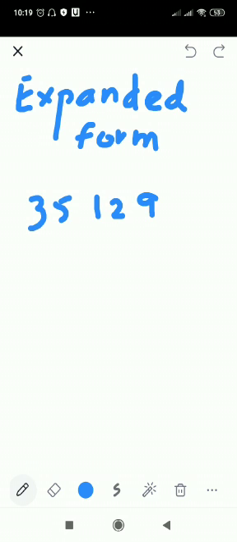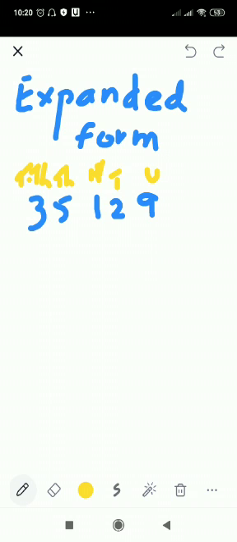Now, for example, we have 35,129. All right, we have units, tens, hundreds, thousands, 10,000. So this means it is 35,129. For writing any number in expanded form, we should again use the place value chart. Units, tens, 100, 1,000 and 10,000.